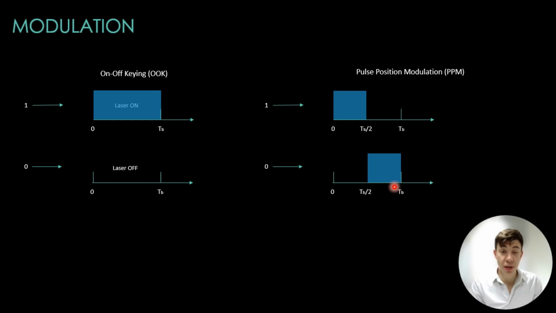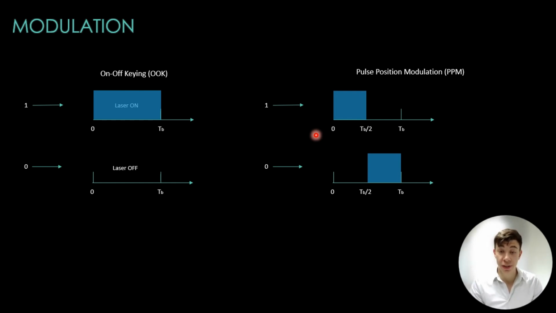Choosing between OOK and PPM. The choice between OOK and PPM depends on the specific requirement of the FSOC system. OOK is suitable for shorter distances and applications where simplicity and cost effectiveness are priorities. PPM, on the other hand, is preferable for longer distances and scenarios where power efficiency and noise immunity are critical.